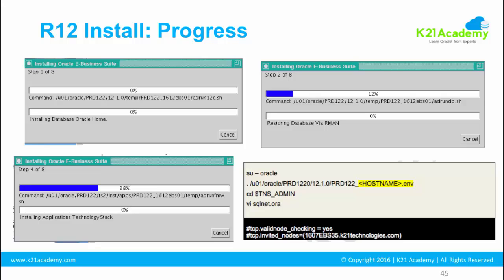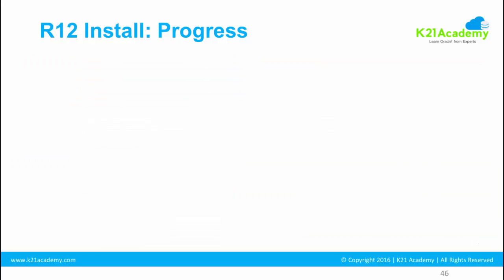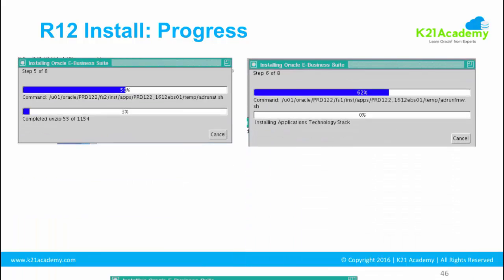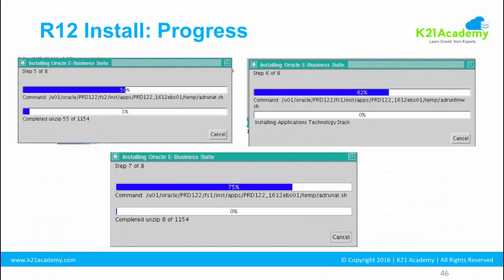So you will have step 1, 2, 3, 4, 5, 6, 7, and 8. What these various installation steps are, again, I'm going to explain them in the next lesson. What happens when something fails, I'm going to cover that as well.